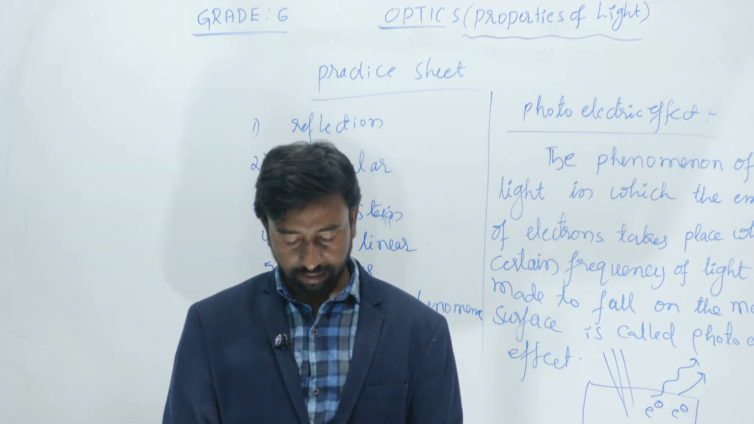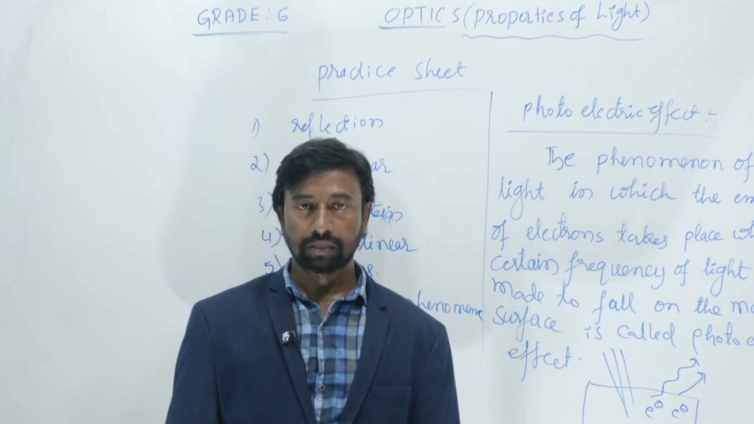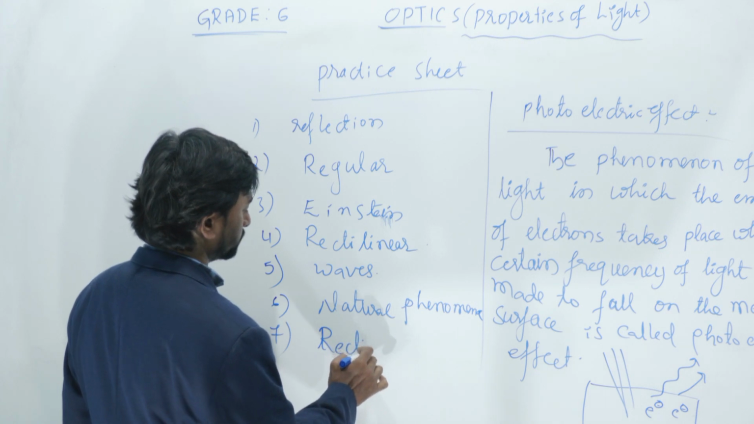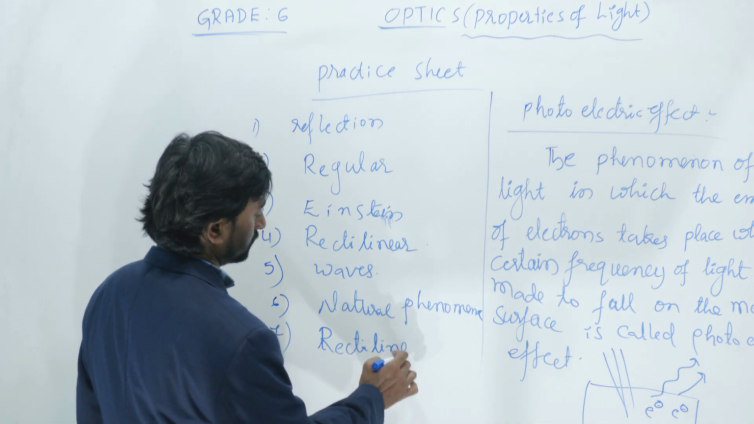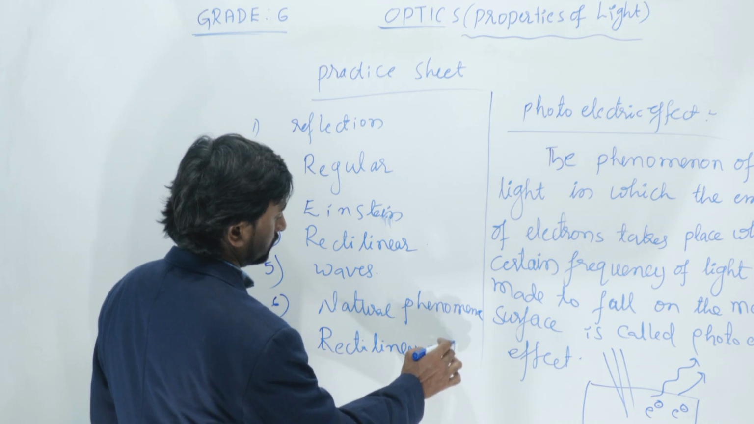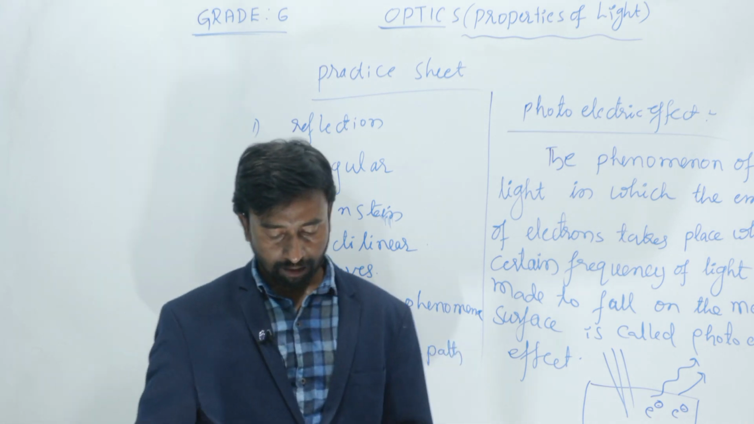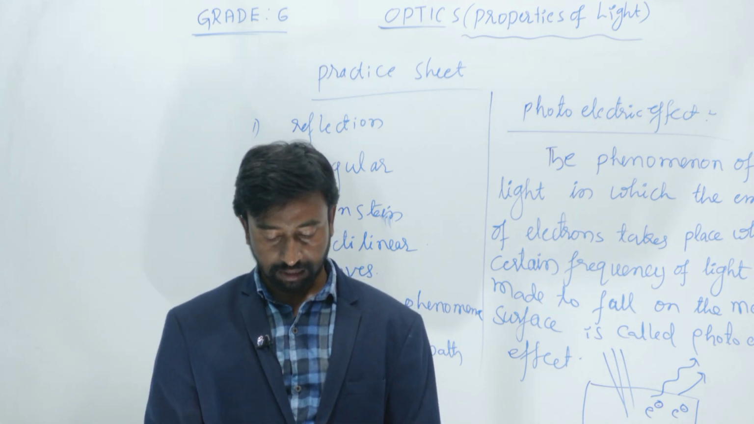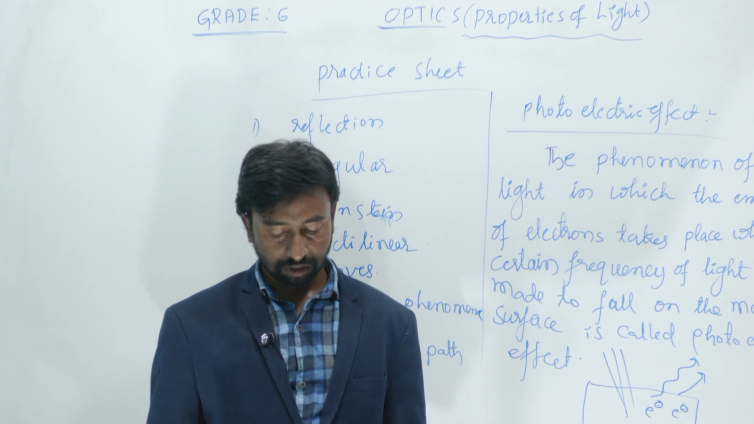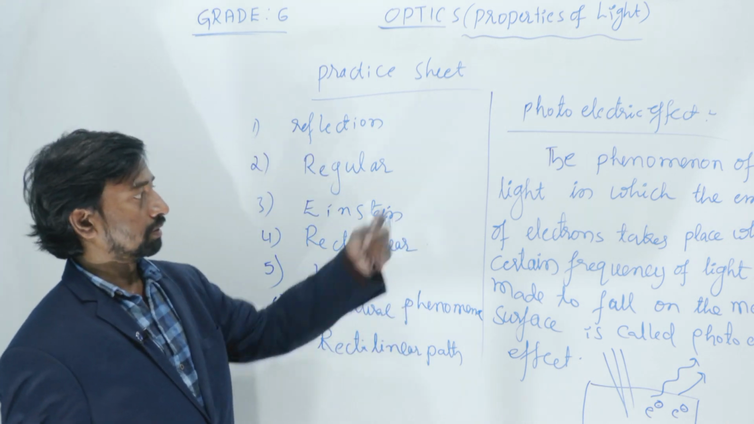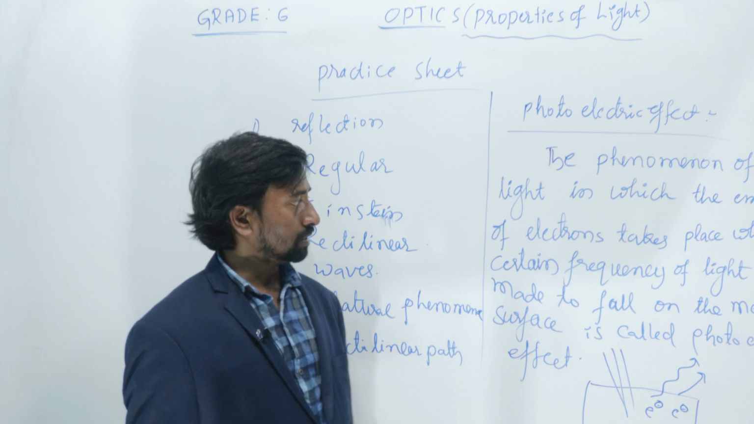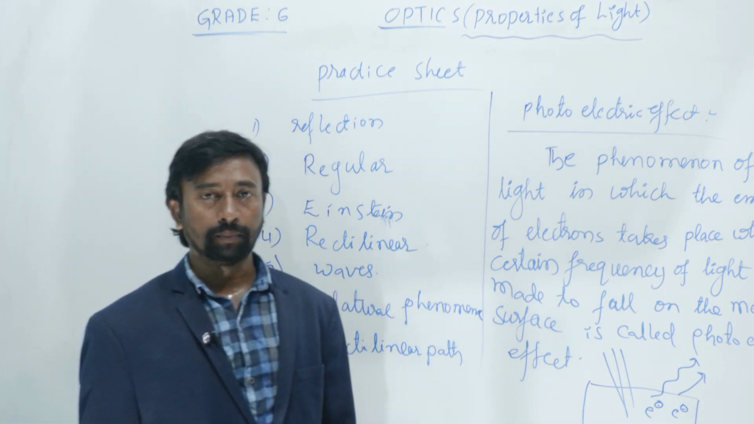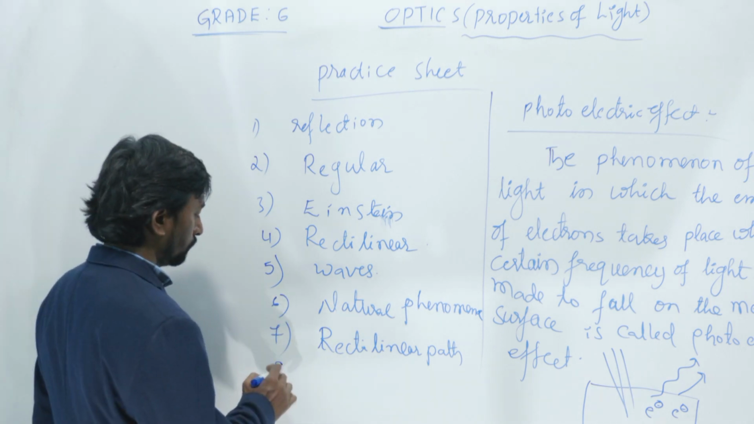And seventh one, the light travels in a dash path, in a rectilinear path. The seventh one is rectilinear path. Light travels always in a rectilinear path. Okay. So the emission of electrons, when light of required frequency falls on a certain metal, is called the photoelectric effect that we have discussed now. The emission of electrons takes place when light of a certain frequency is made to fall on the metal surface. Then that is called the photoelectric effect.